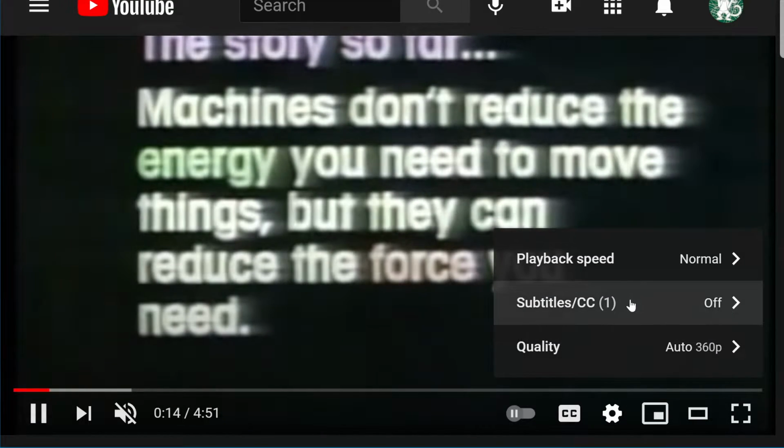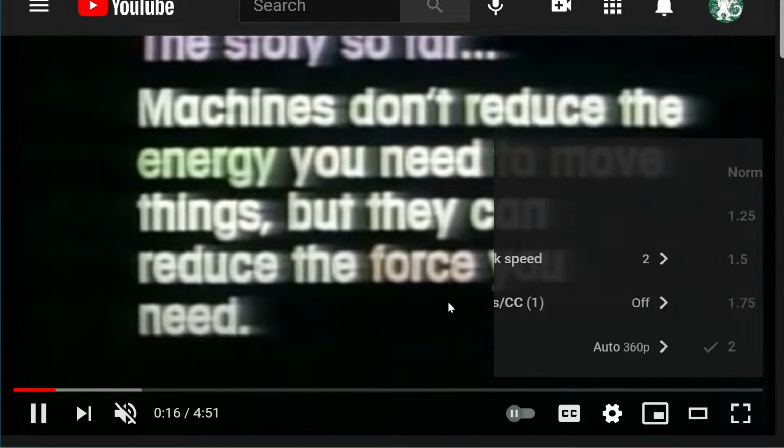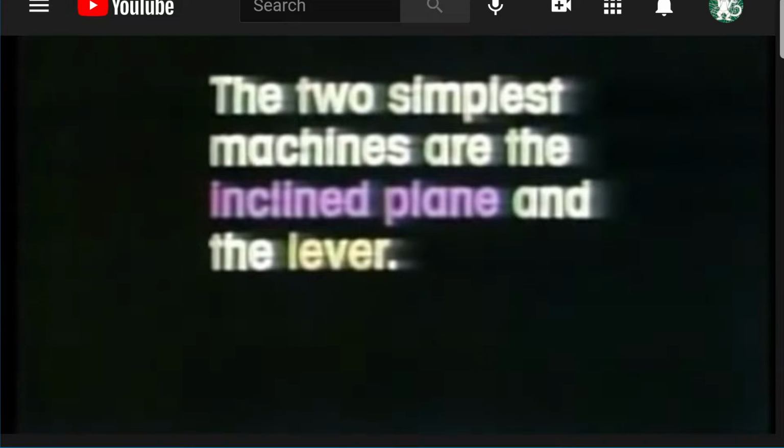Okay, so in this video, what is the knowledge that you need to know? They have the story so far, which I think is quite useful. Machines don't reduce the energy you need to move things, but they can reduce the force needed. Often we also talk about machines as using things like chemical energy, right? That's another use. But when we're talking about simple machines, they don't change the energy, they change the force required. They do this by increasing the distance through which you exert the force. So they give you a force amplification, or a mechanical advantage.